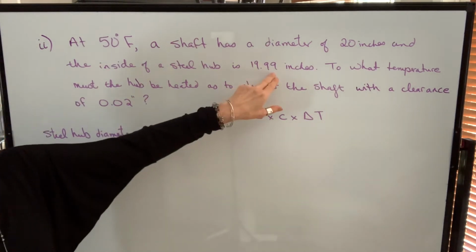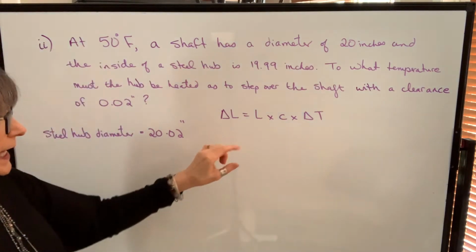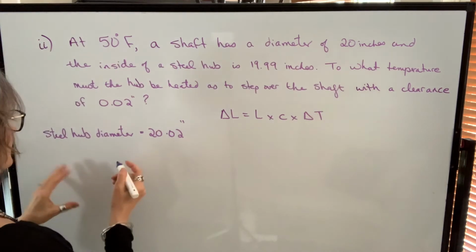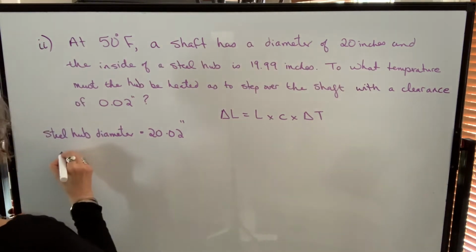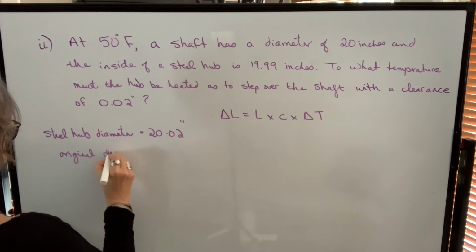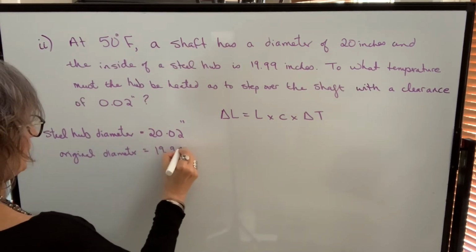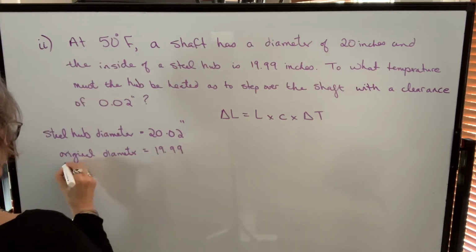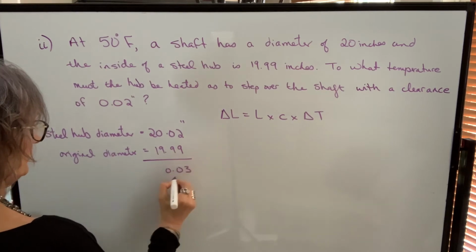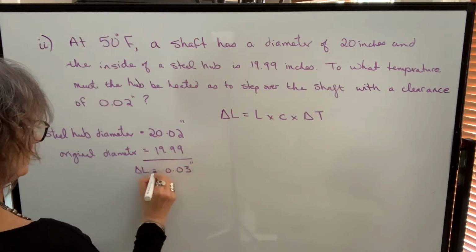Right now it's 19.99 inches. So we need to find, or we can find, the change in the diameter. So the original diameter is 19.99. So if we subtract, we get 0.03 inches. This is going to be our change in length, our change in diameter.